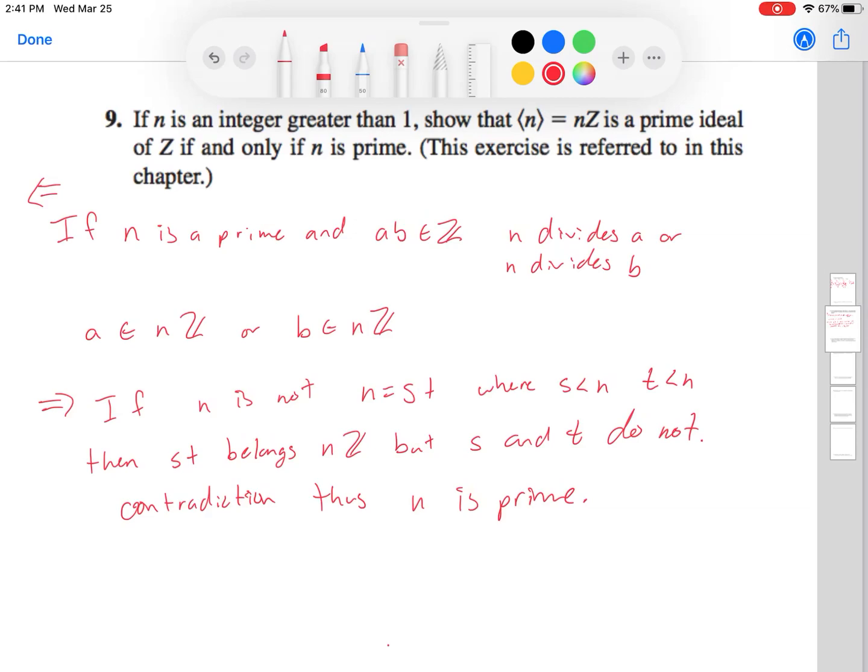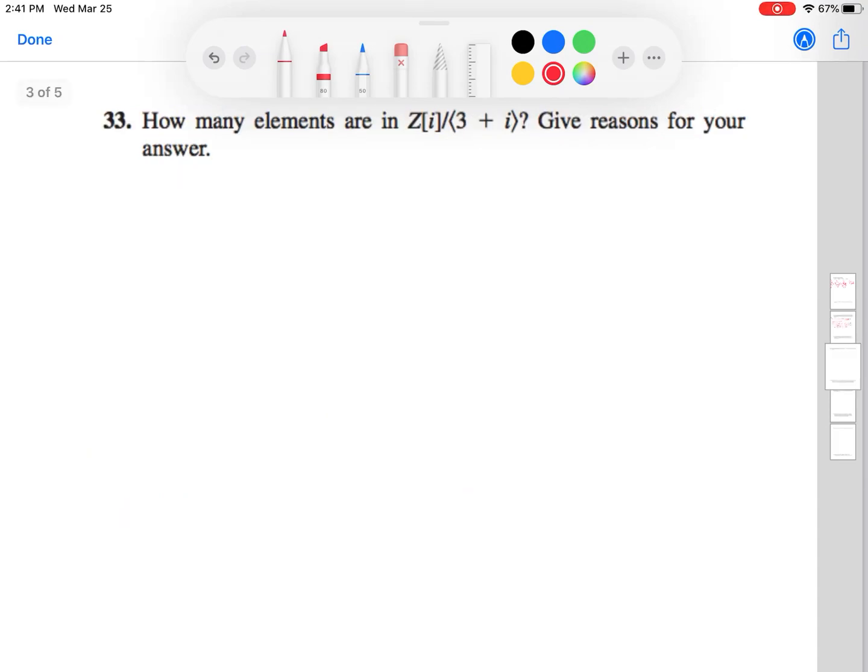This might be helpful for you to remember as you're thinking about your tests, because I will be asking you about some prime ideals on your test.